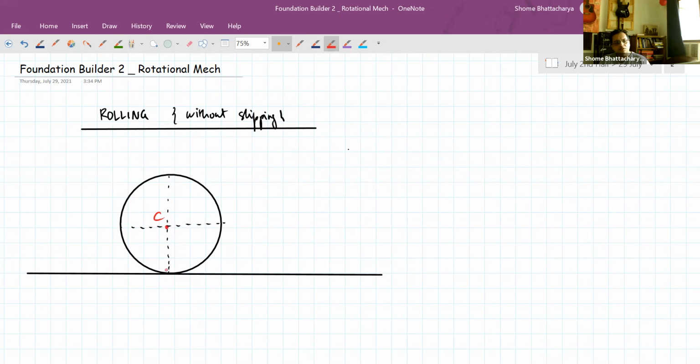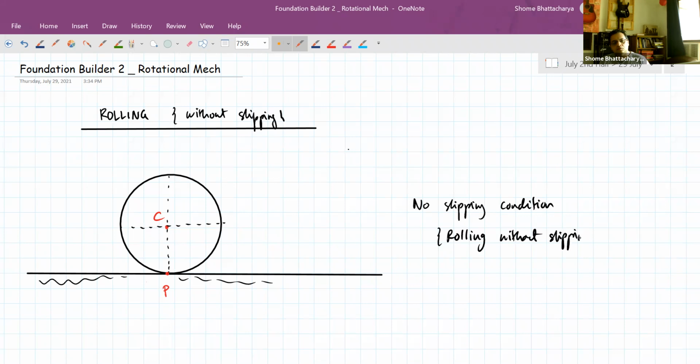So if this is the center of mass and this is the point of contact, we had seen that the no slipping condition, or what we call rolling without slipping, is that the point of contact, in this case the point labeled P, should be at instantaneous rest.